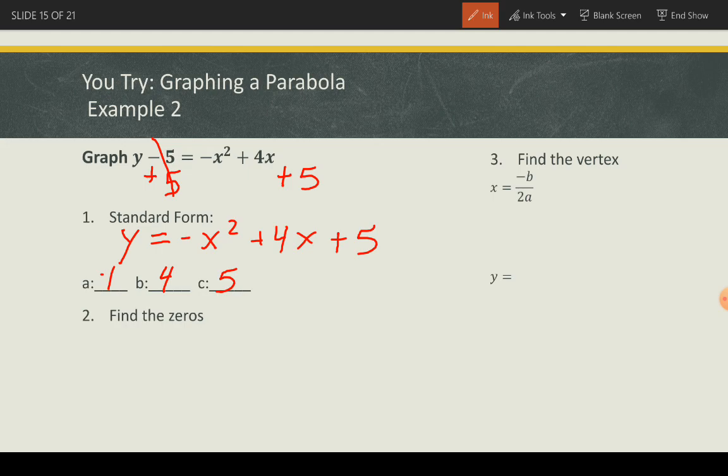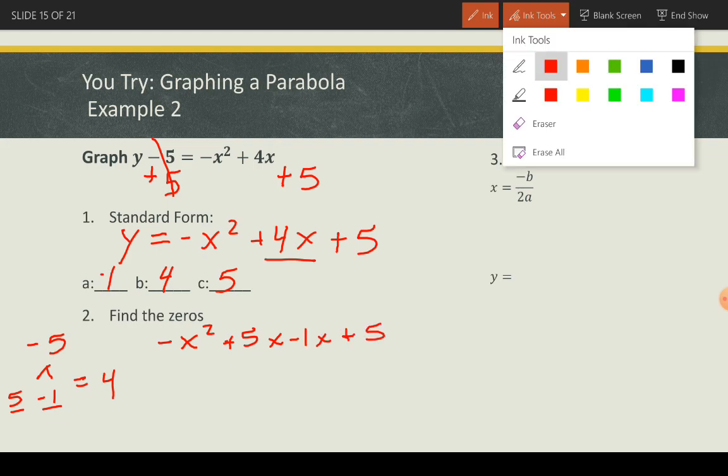So let's see if this is factorable before we use the quadratic formula. So two numbers that multiply to a times c, which is negative 5, and add to 4. Yes, we have something that works. We can use 5 and negative 1. So let's go ahead and plug that back into our original equation. So instead of writing 4x, this time we're going to write our magic numbers in. So negative x squared plus 5x minus 1x plus 5.